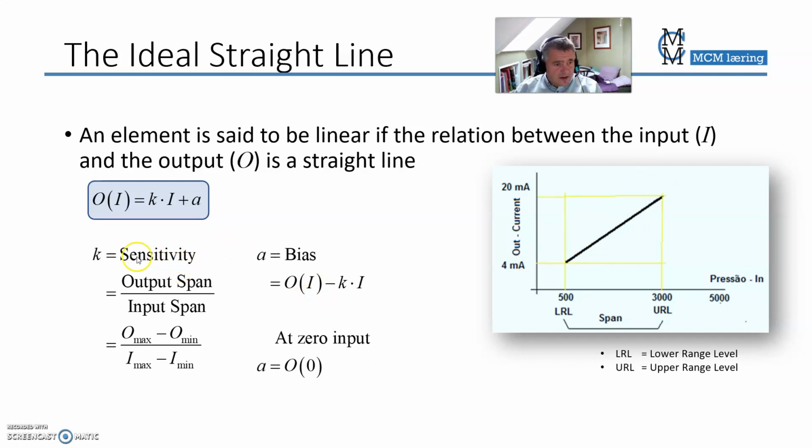Another word for K is the sensitivity. The steeper the graph, the more sensitive the instrument. A small change to the input would give a large change to the output for a more sensitive instrument. Output span over input span, that is how we calculate the K: O max minus O min, over I max minus I min. And A is the bias, which we find when the input is zero.